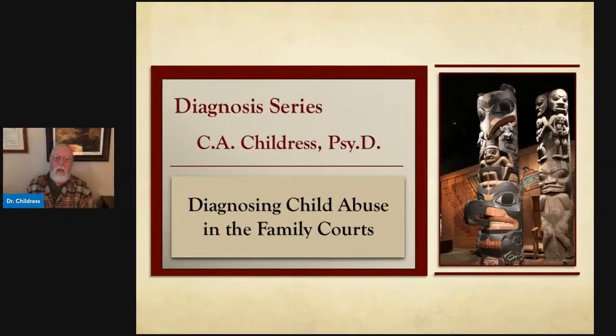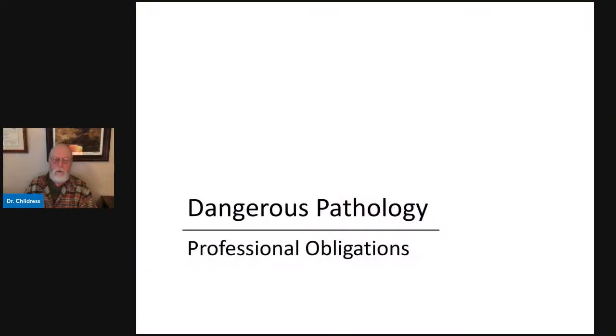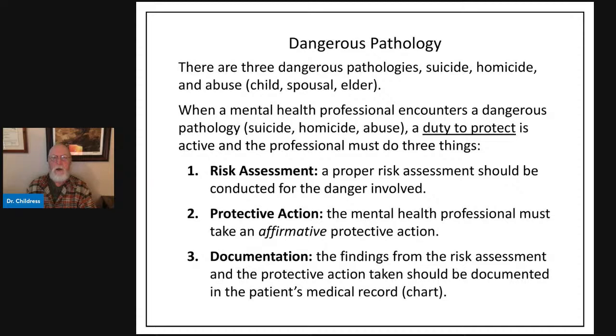Courts. And to begin with, let's talk about dangerous pathology in general and the professional obligations when we encounter a dangerous pathology. There are three dangerous pathologies in clinical psychology: suicide, homicide, and abuse. Child abuse, spousal abuse, and elder abuse. When a mental health professional encounters a dangerous pathology, suicide, homicide, or abuse, a duty to protect is active, and the professional must do three things.